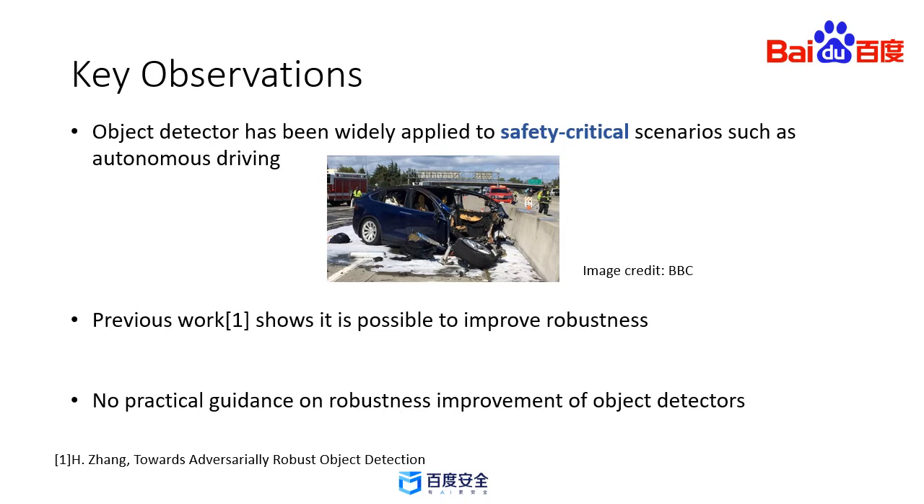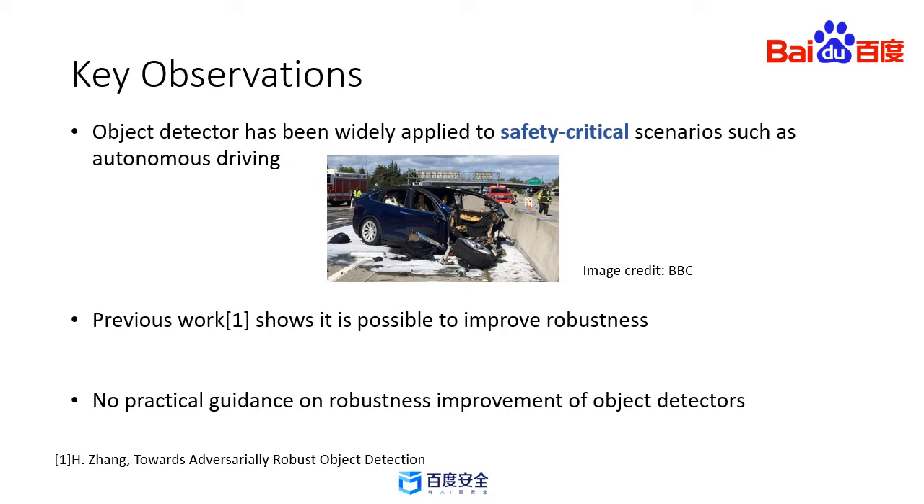But in fact, robustness of object detectors shall be equally important as accuracy. We observe that first, object detector has been widely applied to safety-critical scenarios such as autonomous driving. In such scenarios, either misclassification of the objects or the wrong location of the objects could lead to severe consequences. For example, a Tesla car was involved in a fatal crash in 2017 caused by the failure of its forward-looking camera to detect a white truck.